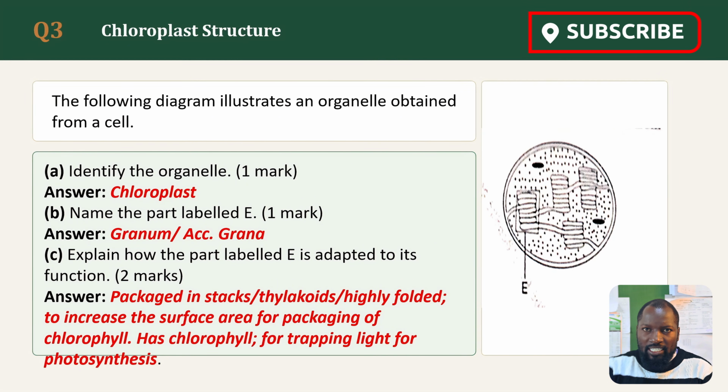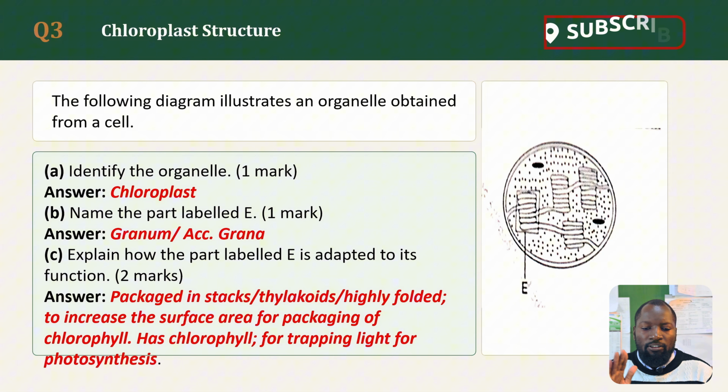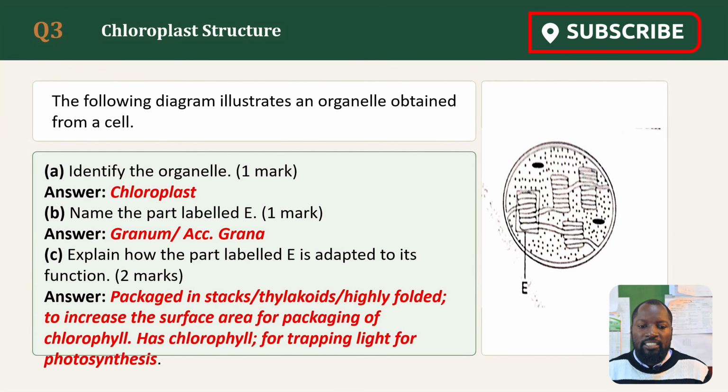So you can say either they are packaged in stacks, or packaged in thylakoids, or highly folded. The reason why they are packaged in stacks, thylakoids, or highly folded is to increase surface area for packaging of chlorophyll. Apart from that, it also has chlorophyll, which is used to trap light for photosynthesis.